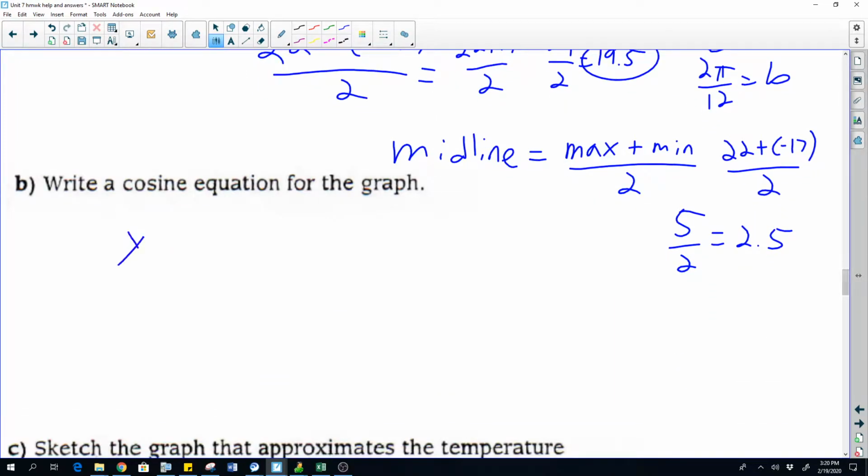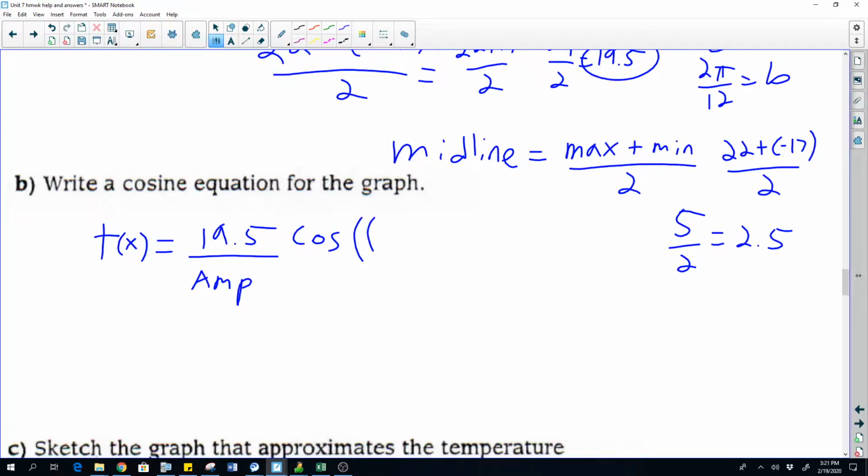Okay, now we can go ahead and do our equation. That's for part B. So y equals, or if you want to say f of x or h of x, or probably temperature could even be t of x. Is that lowercase t? Maybe. Okay, so temperature is equal to the amplitude first. Remember that? It's the amplitude, which in this case was 19.5, and cosine of the period.